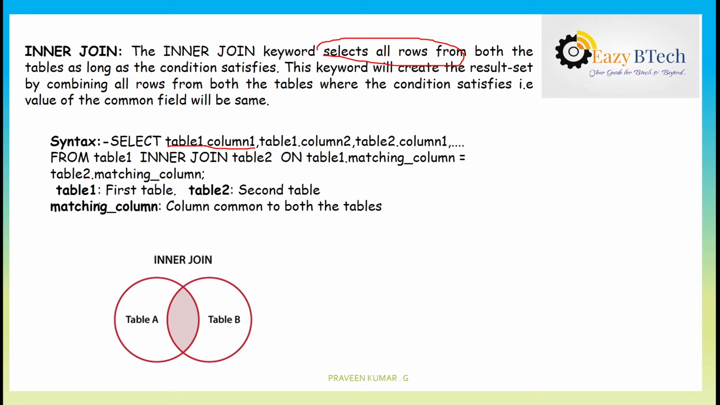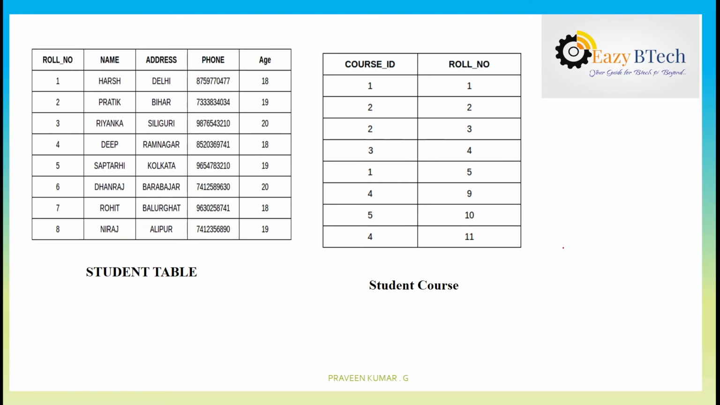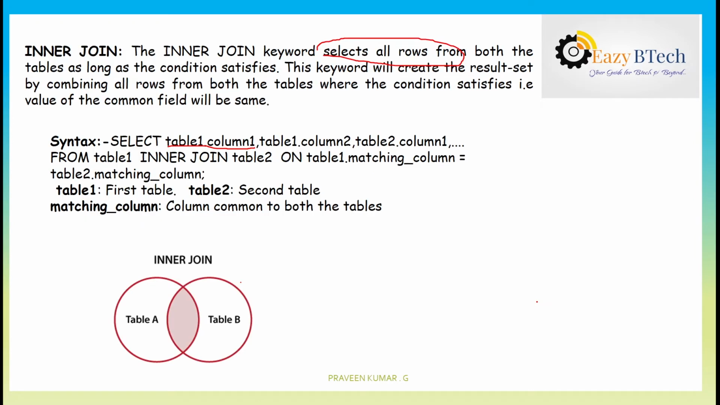Inner join is just like an intersection. It prints only the common fields in table 1 and table 2. What are the common fields in table A and table B? In this example, we have a student table with roll numbers 1, 2, 3, 4, 5. We have roll numbers 1 to 8, but here we have 1, 2, 3, 4, 5, 9. What is common in both tables? We can retrieve only those values.